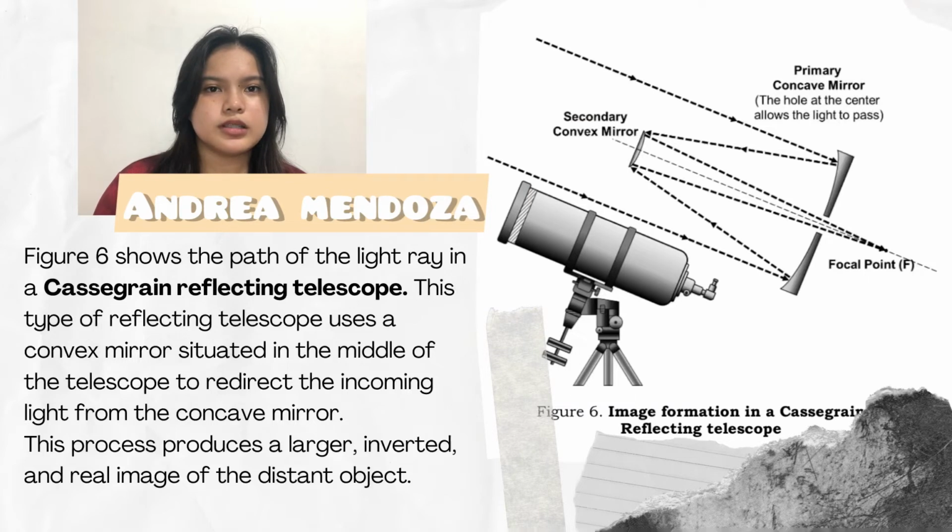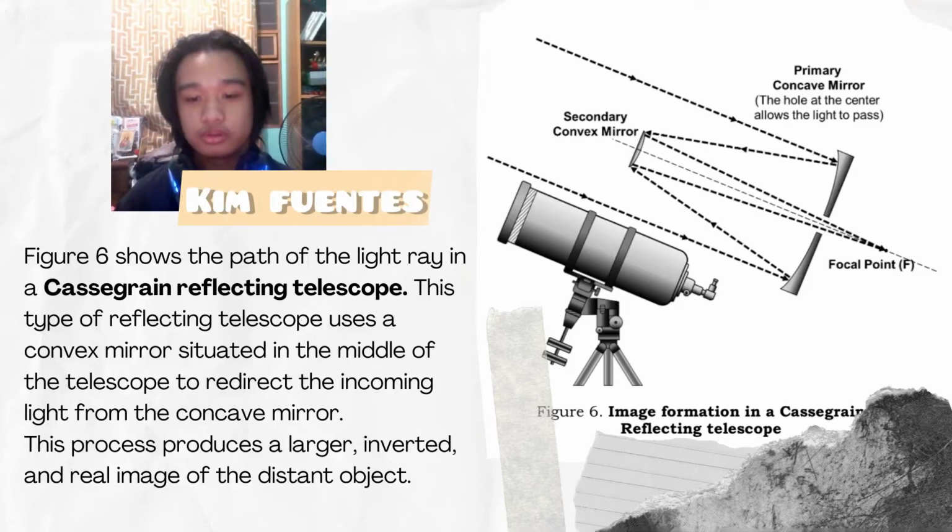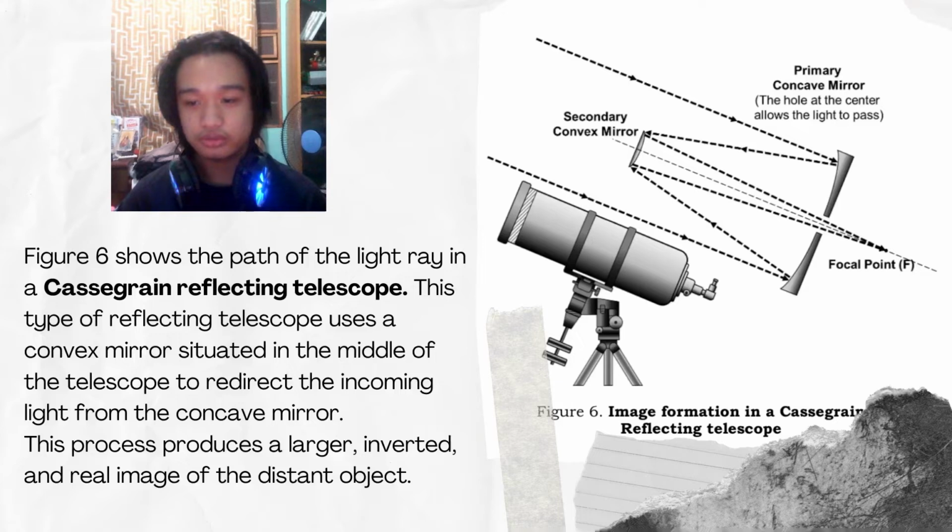Figure 6 shows the path of the light ray in Cassegrain reflecting telescope. This type of reflecting telescope uses convex mirrors situated in the middle of the telescope to redirect the incoming light from the concave mirror. This process produces a larger, inverted, and real image of the distant object.